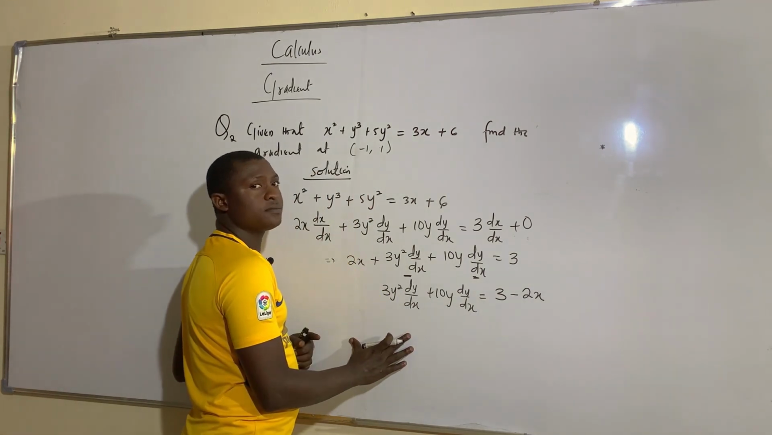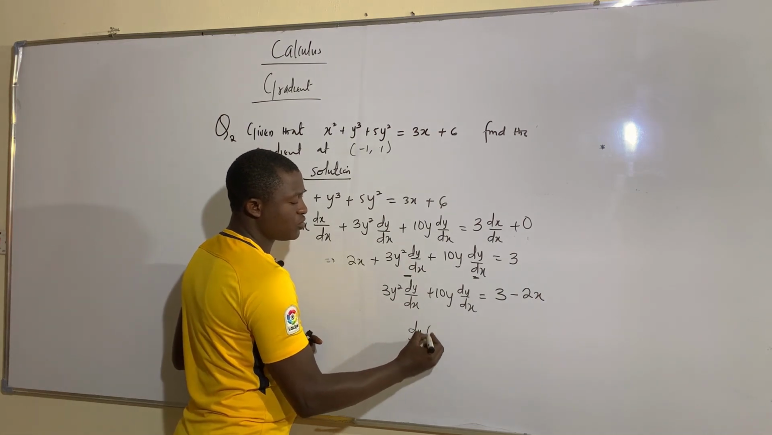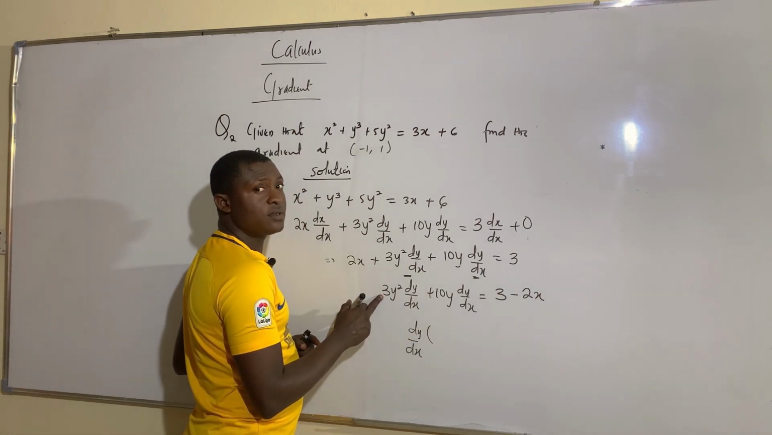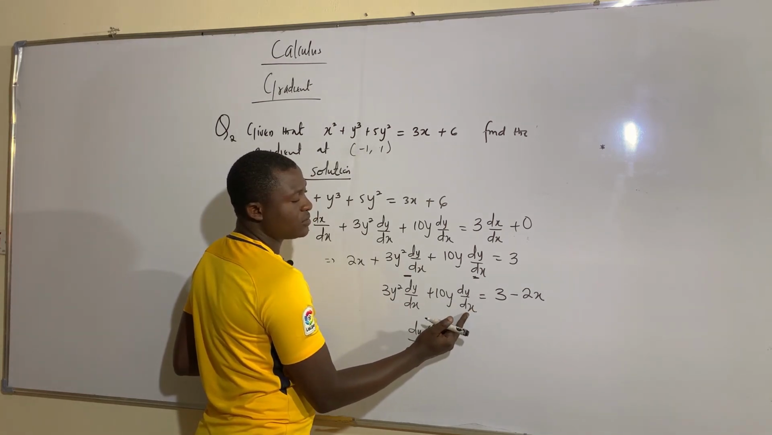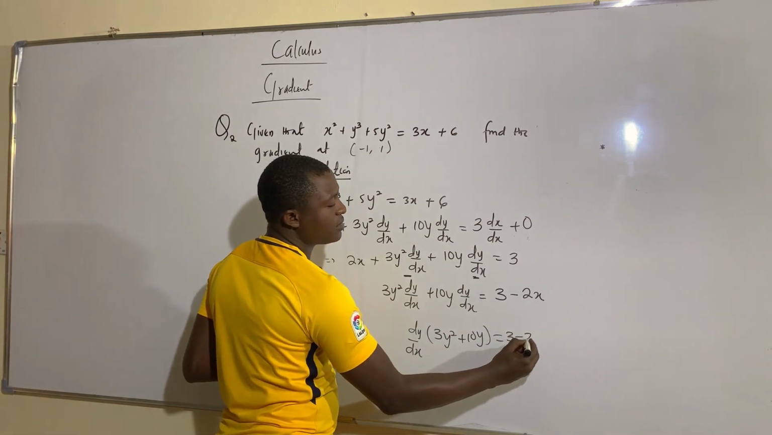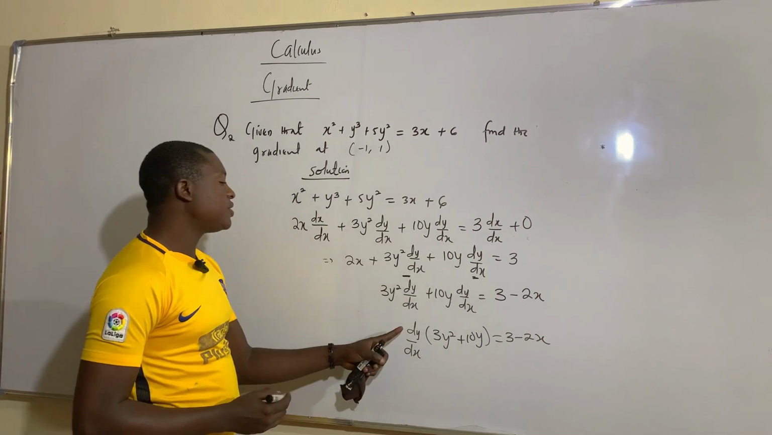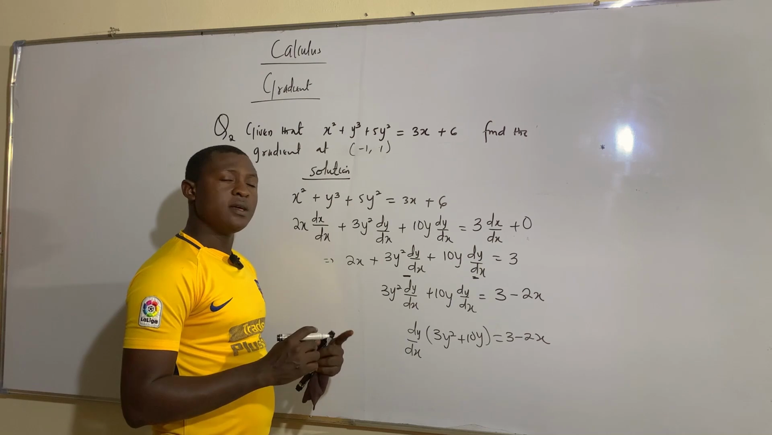What do we have in common? Yeah, good. So we have dy dx is equal to, so what do we have left here now? Yeah, so we have 3y squared, and after we have already brought out dy dx, we are going to have plus 10y is equal to 3 minus 2x. So what we are trying to find is dy dx. I told you earlier, the gradient is nothing but dy dx.